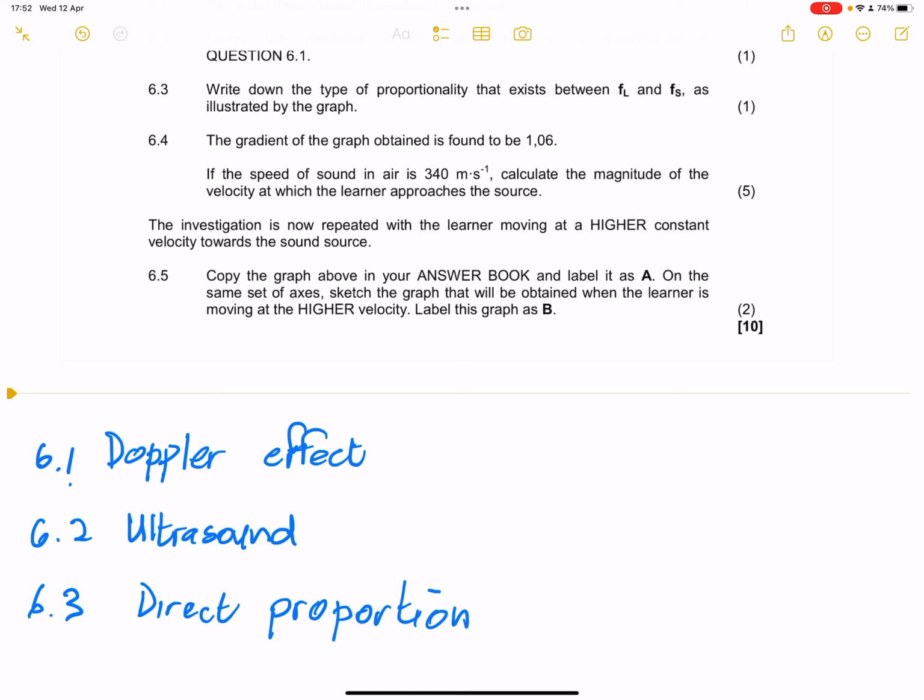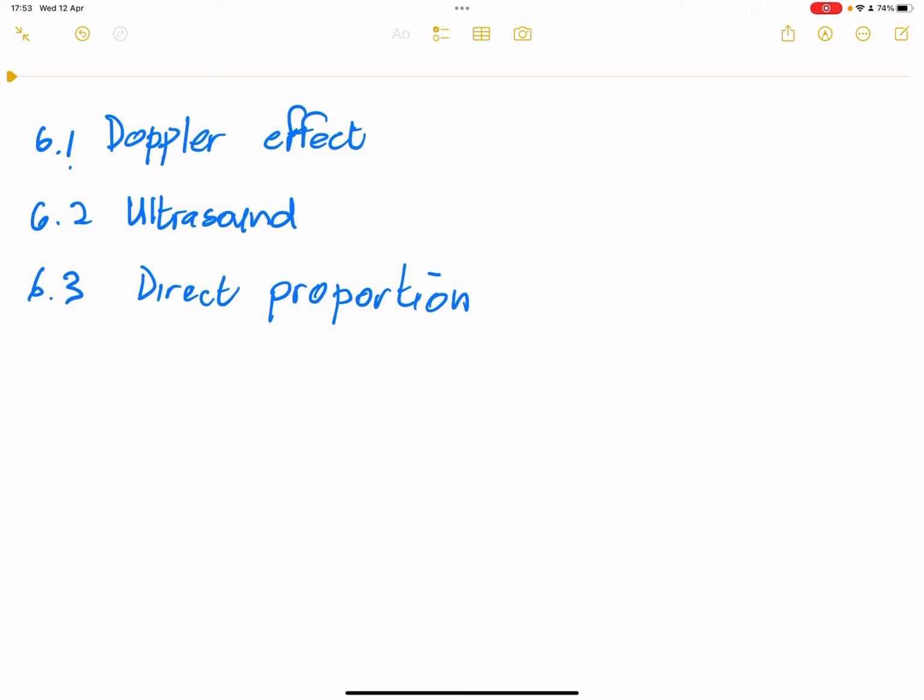Now they say the gradient of the graph obtained is found to be 1.06. If the speed of sound in air is 340, calculate the magnitude of the velocity at which the learner approaches the source. Please remember, in this case, we know that it's the learner that is approaching the source. Whatever that source was, let's just say for argument's sake, it's an ambulance. So there it is, you've got this learner that is approaching. The learner is moving towards the source.